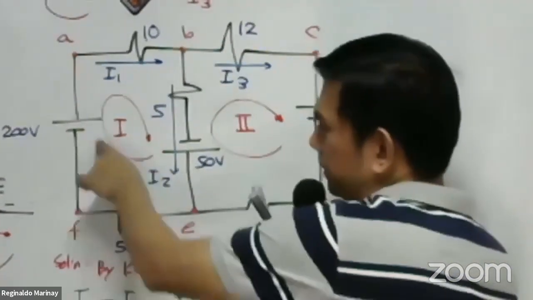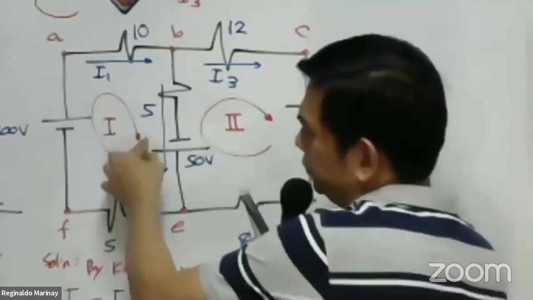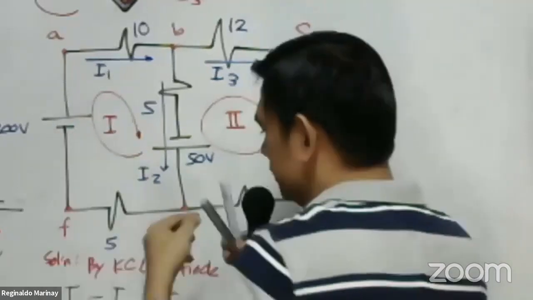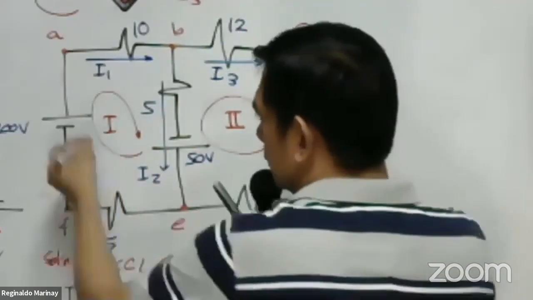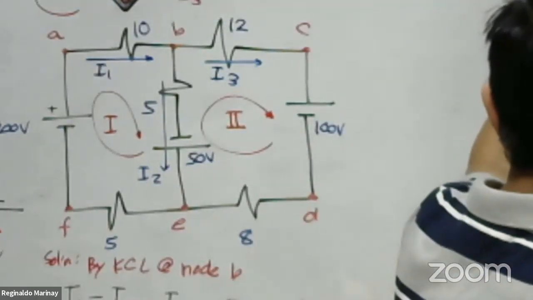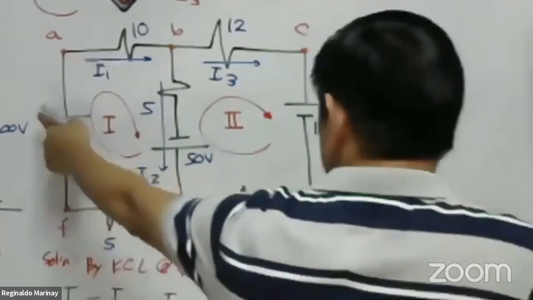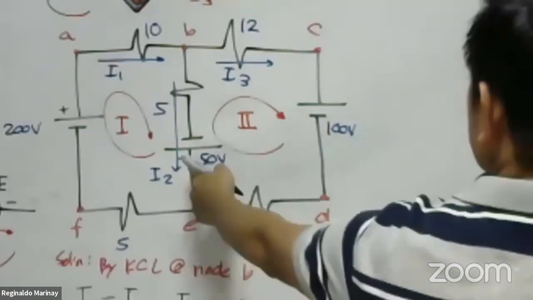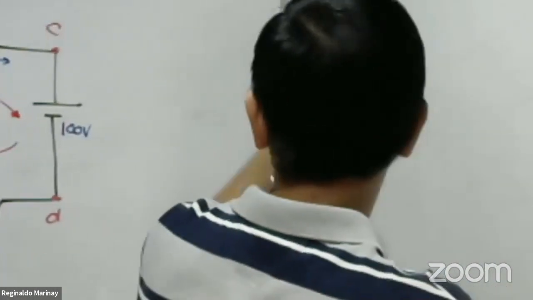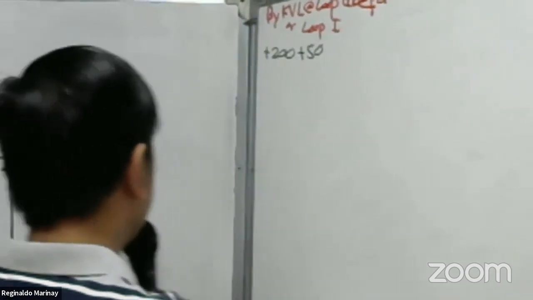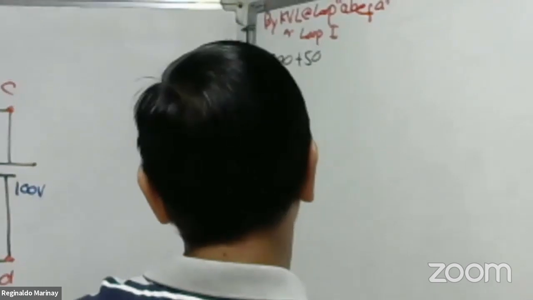This is our circuit tracing. The circuit tracing, the assumed circulating current, lives on the positive terminal of the 200 volt. So therefore, that is positive 200. Then it lives on the positive terminal also of 50 volts. So that is plus 50. Okay? So positive 200 plus 50. So it lives on the positive terminal of the 2 battery.